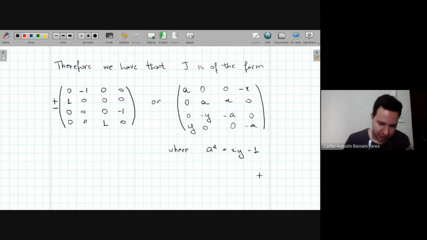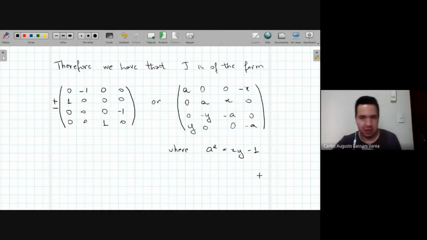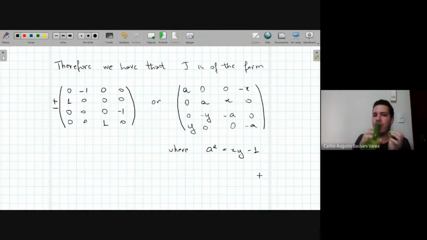So after doing all this boring computation, we obtain that an endomorphism which is orthogonal, invariant, and satisfies J squared is minus 1, must be one of these two forms here.